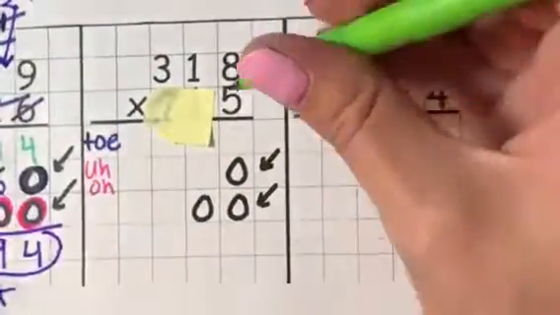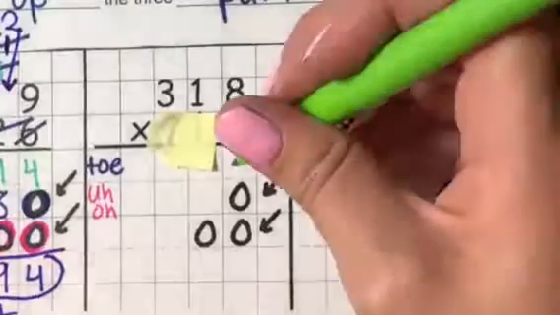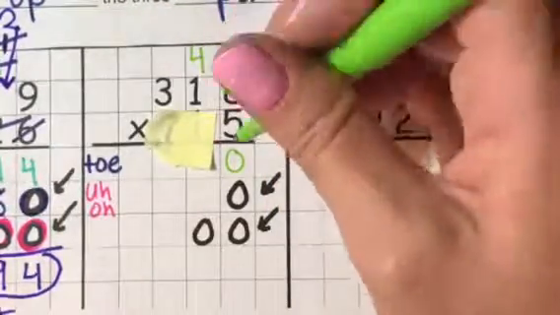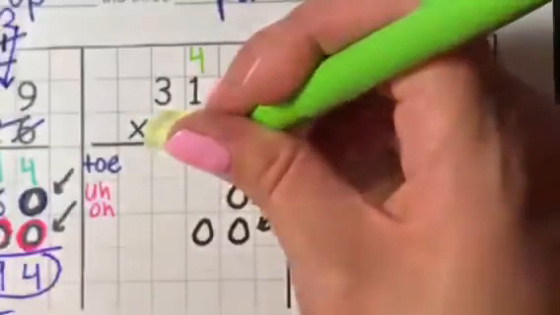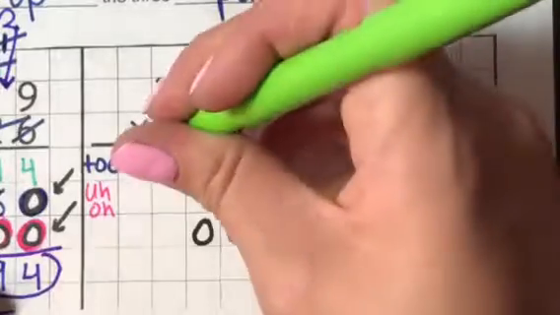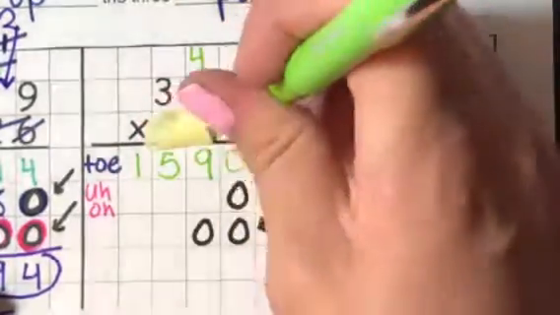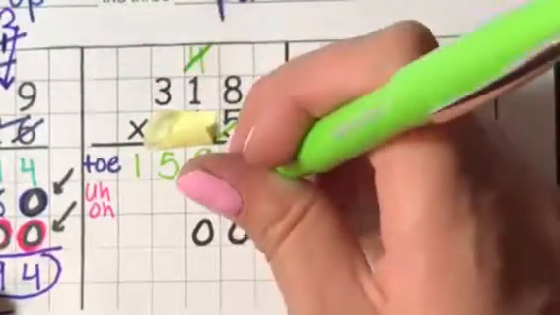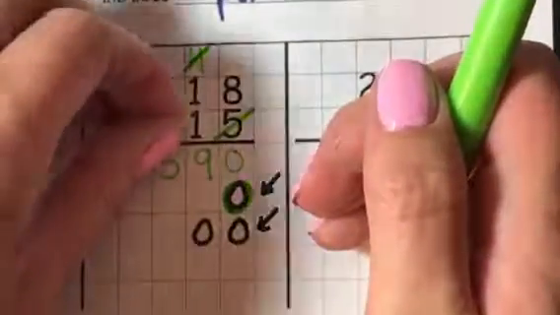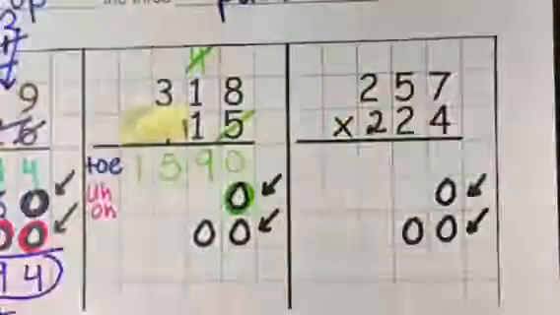So let's get started. 5 times 8 is 40. 5 times 1 is 5. Plus 4 is 9. 5 times 3 is 15. And then I go tick, tack, toe. And now I'm moving on to my tens place. I need to get a different color.